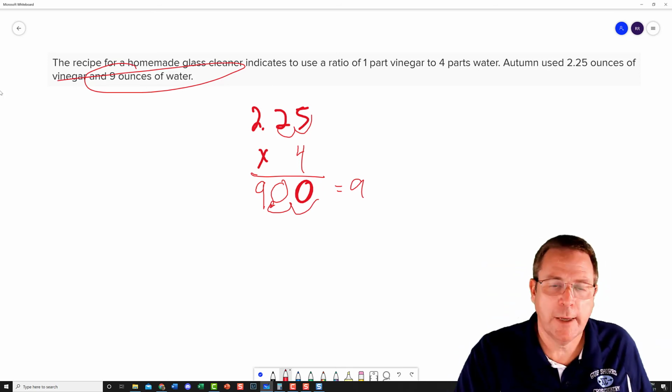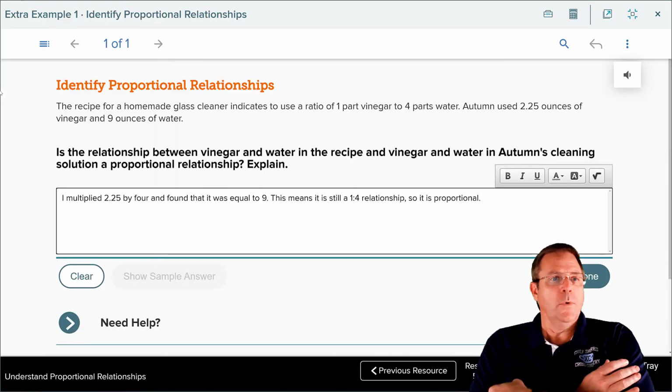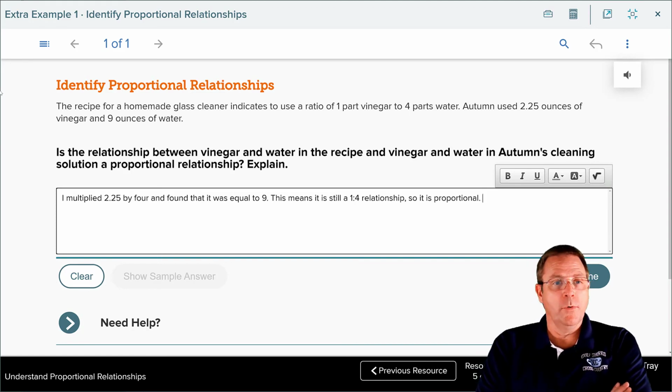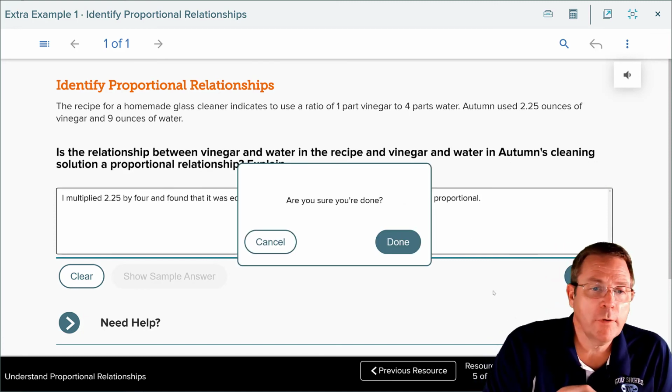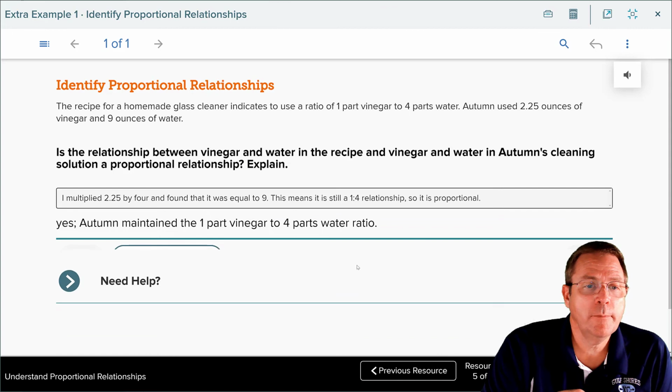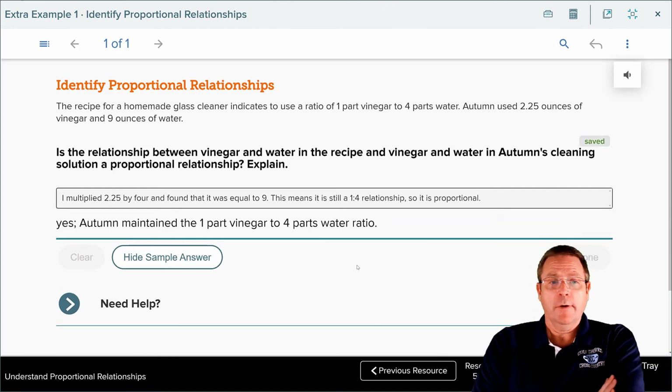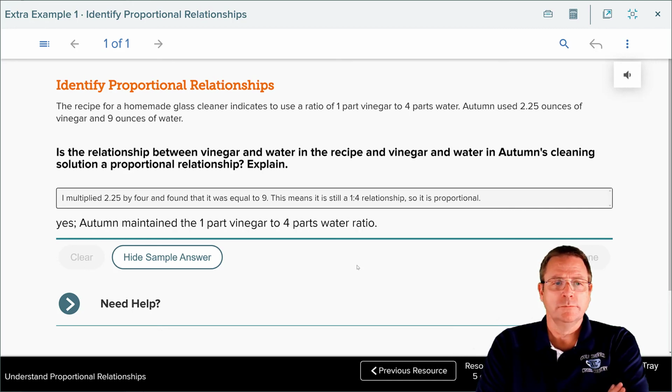So now I have to type that in. And what I typed is that I multiplied 2.25 by 4 and found that it was equal to 9. This means it is still a 1:4 relationship, so it is proportional. What did they say for their answer? Well, let's click done and show my sample. And their answer said, yes, Autumn maintained a 1 part vinegar to 4 parts water ratio. Well, theirs is not as cool as mine. I think I did a better job on that one.